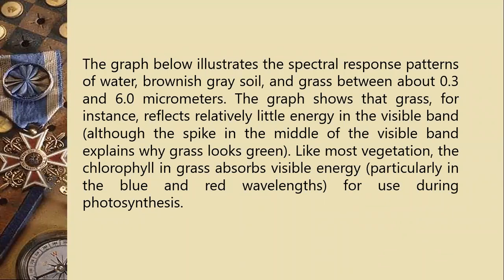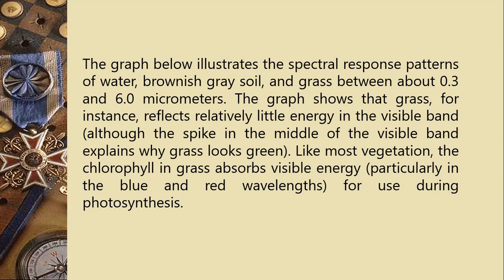The graph below illustrates the spectral response pattern of water, brownish gray soil, and grass between about 3 and 6 micrometers. The graph shows that grass, for instance, reflects relatively little energy in the visible band, although the spike in the middle of the visible band explains why grass looks green. Like most vegetation, the chlorophyll in grass absorbs visible energy, particularly in the blue and red wavelengths, for use during photosynthesis.